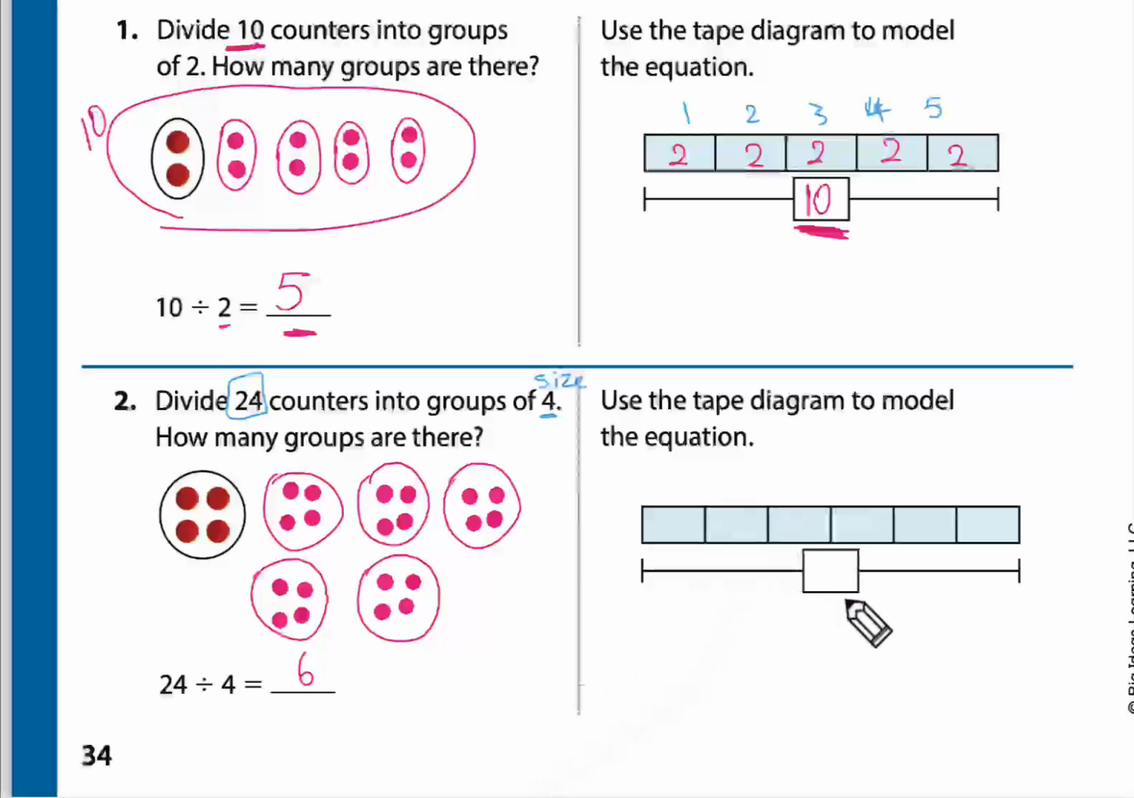Okay, we need to use the tape diagram to model the equation. So what should I write here? Excellent. And what should I write in each group? Excellent, my hero. Wow, I like my heroes. We should write 4, not 6. Okay, where is the 6? Yes, we have 6 groups. The 6 is the number of groups. Excellent, my hero. Great work.